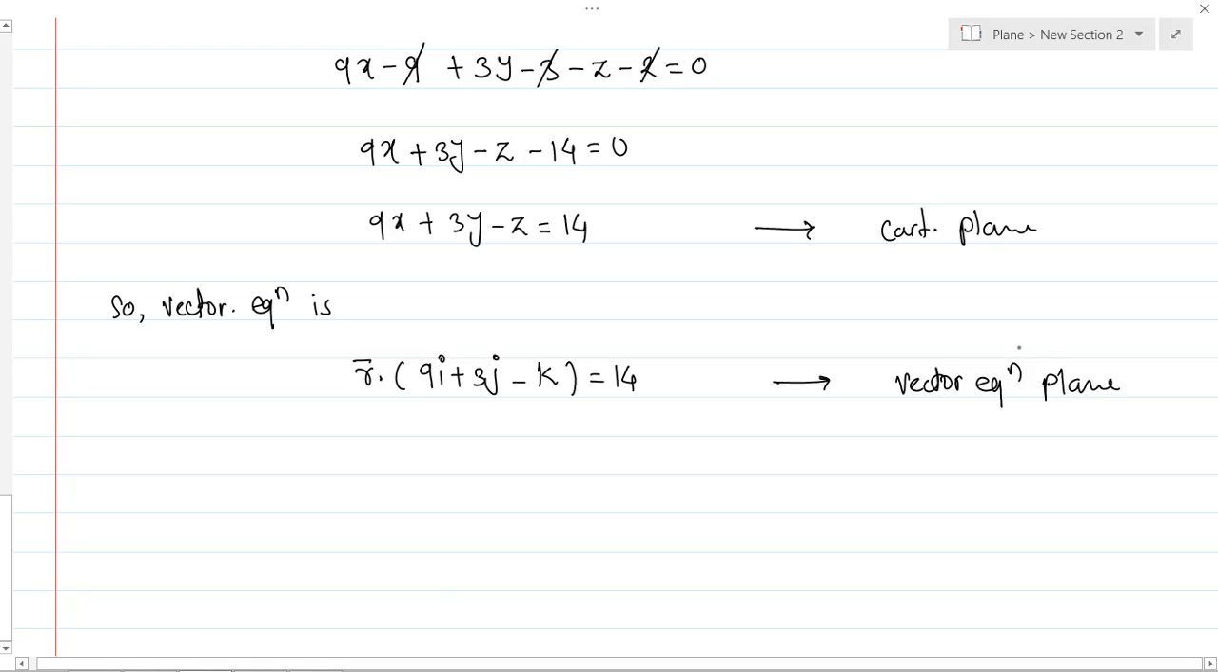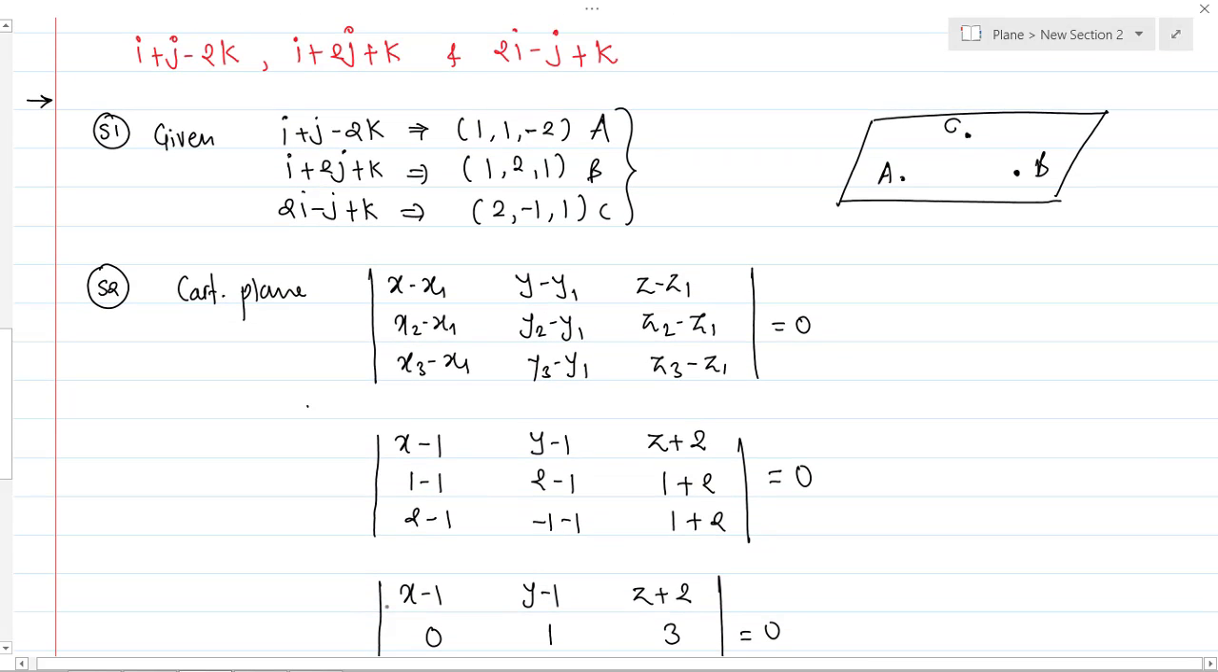You can solve in any way. You can use the vector equation form directly. So I will give you the formula here. That formula is: r bar dot (AB bar cross AC bar) equals A bar dot (AB bar cross AC bar).